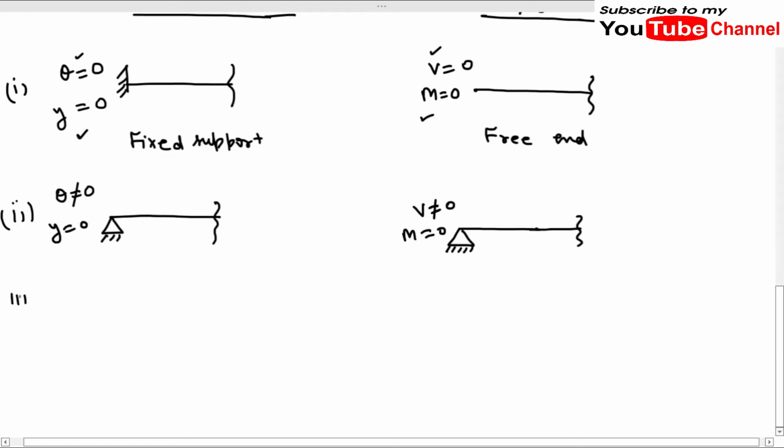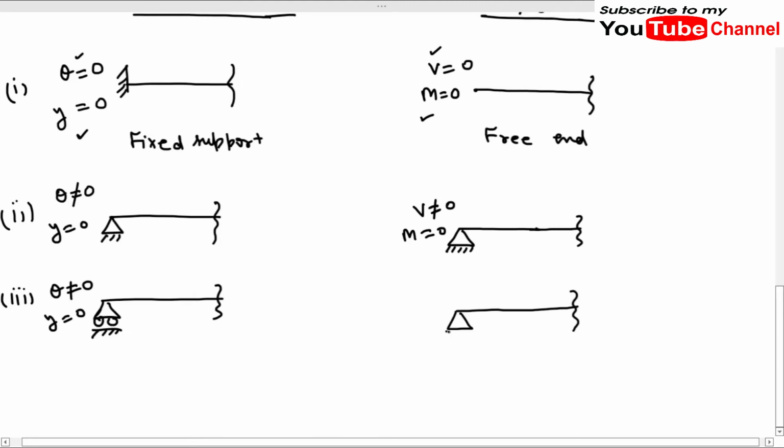Now let us discuss the third one. Let us say we have a roller support. In a roller support, the slope is not equal to zero, and the deflection is also not zero. So if we want to convert this roller support into its conjugate beam, we can use the roller support as it is. Why? Because theta is not equal to zero, which means that in the conjugate case shear should not be zero.